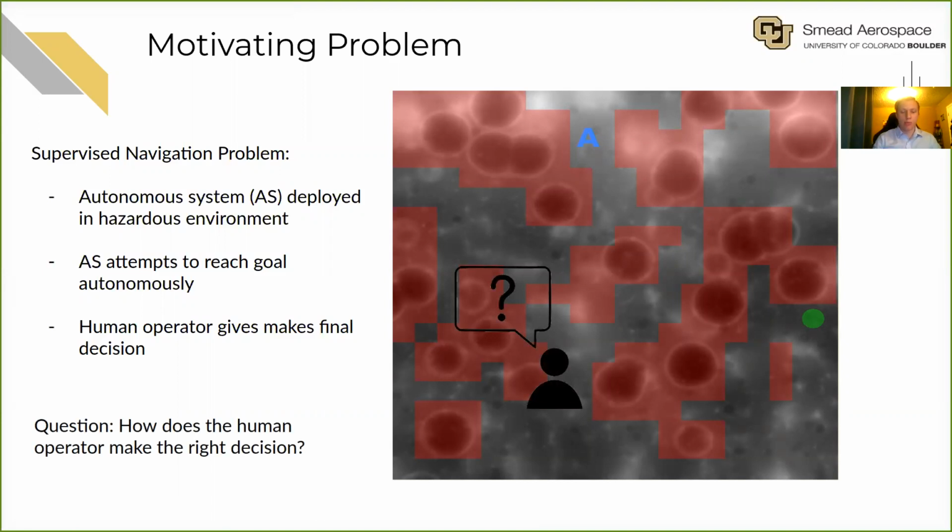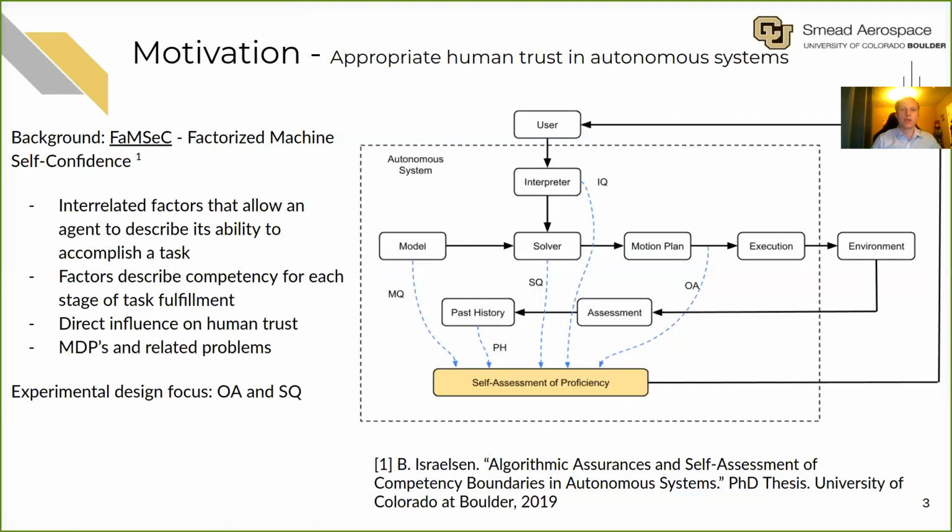If the human operator overtrusts the autonomous system, they are liable to deploy in situations that actually pose a risk to losing the autonomous system, or if they undertrust it, they may fail to deploy in situations where it's fully capable of successfully navigating an environment like this. As such, they incur an opportunity cost. So our motivation here is to foster appropriate human trust in autonomous systems such that humans can deploy them appropriately.